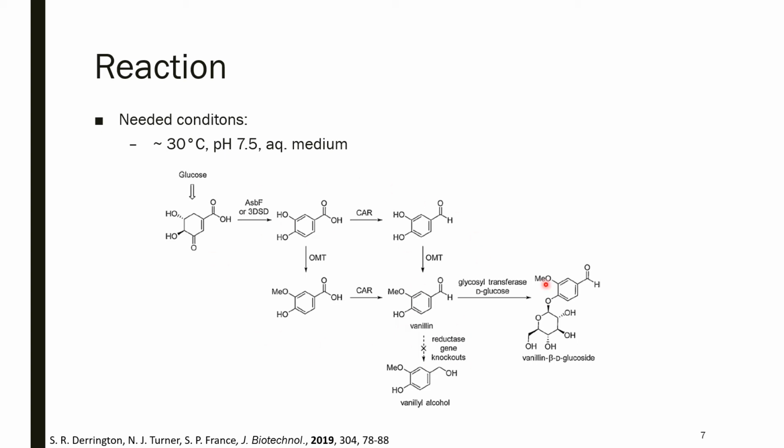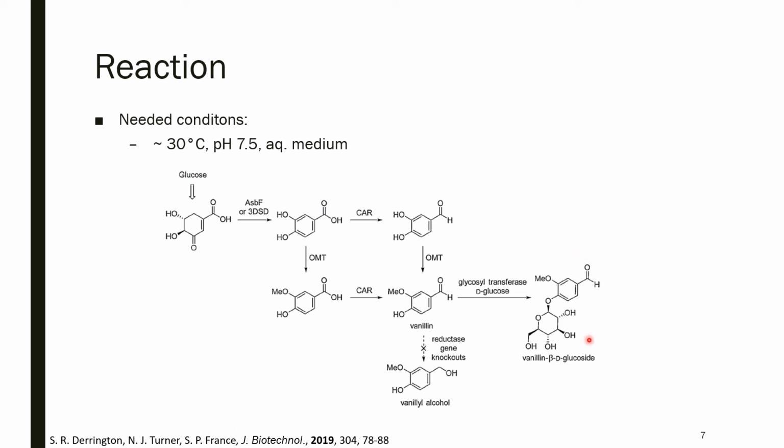As you may know, aldehydes like vanillin are toxic to cells, and the whole approach that I just showed you is done in a whole cell system. So in order to increase the yield of vanillin, an additional step was introduced, namely the glycosylation of vanillin to vanillin beta-D-glucoside. The attentive observer will realize that after the glycosylation step, we still have an aldehyde. But it seems that this molecule is less toxic than vanillin itself.